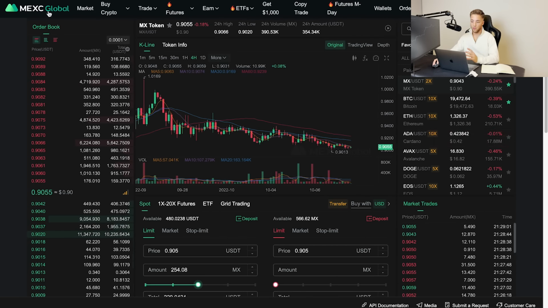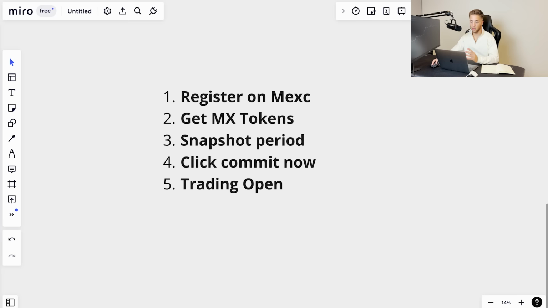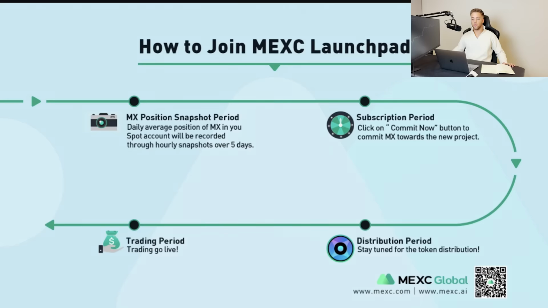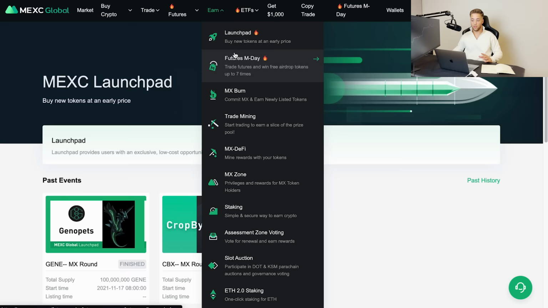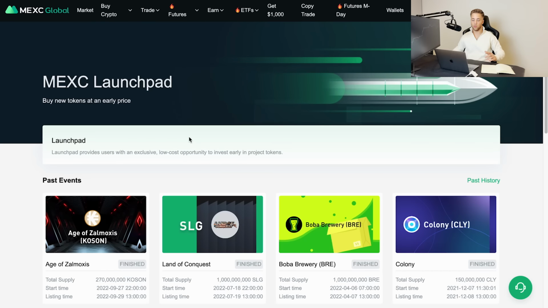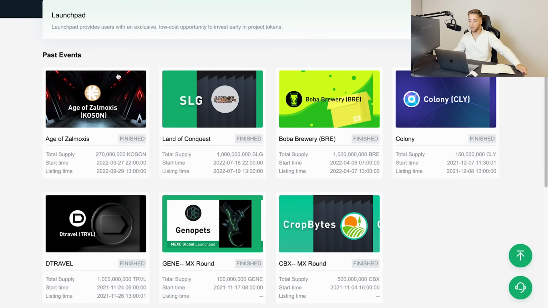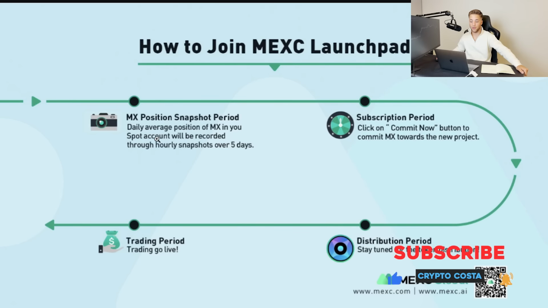And right now, the next thing you wanna do, if you already have your MEXC tokens, is basically get involved in the Launchpad. So right now I'm gonna show you step by step how to get into a Launchpad project. First thing, you need to click here on Earn, click Launchpad, and this gets you to the dashboard of MEXC Launchpad. Currently there isn't any project available to take part in, but let's say there will be a project in a week or in a month. Nobody knows when the next project will be launched on the Launchpad, but let's say there is a new project.